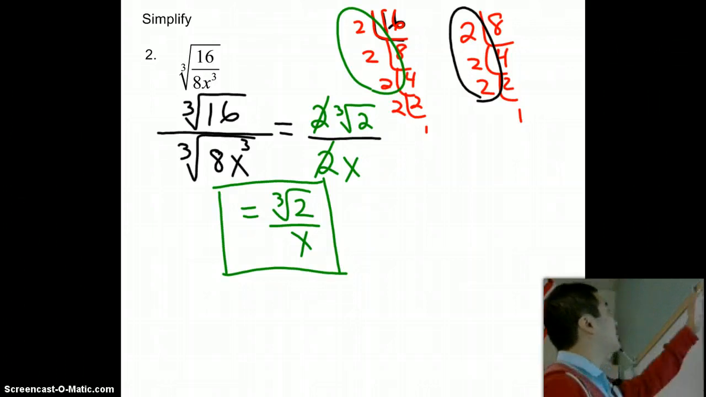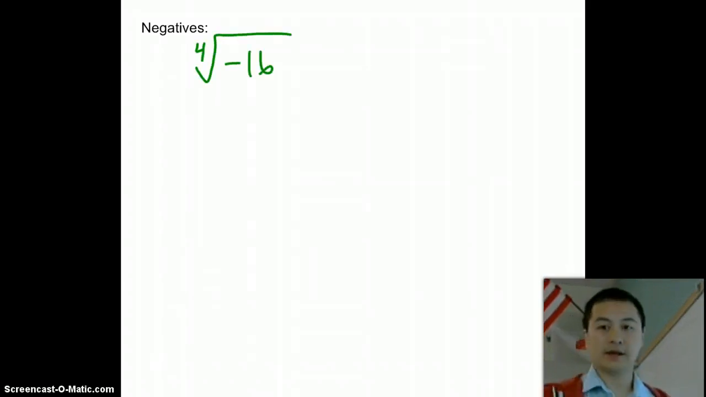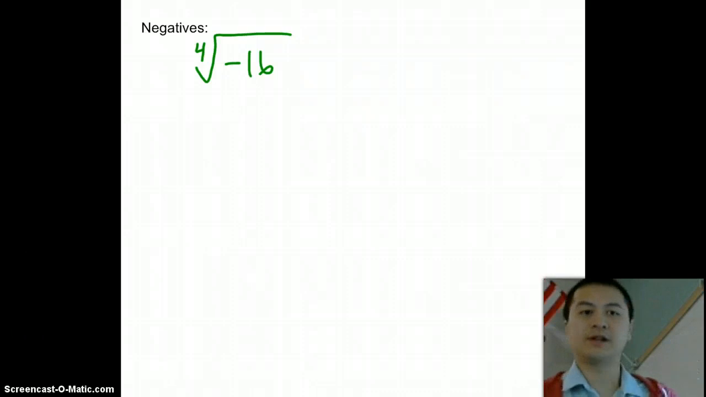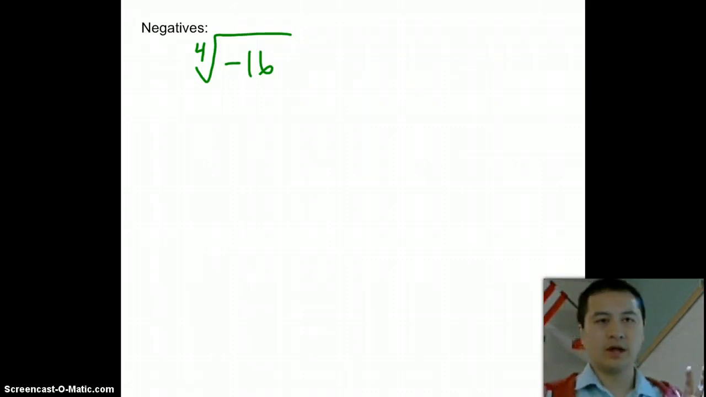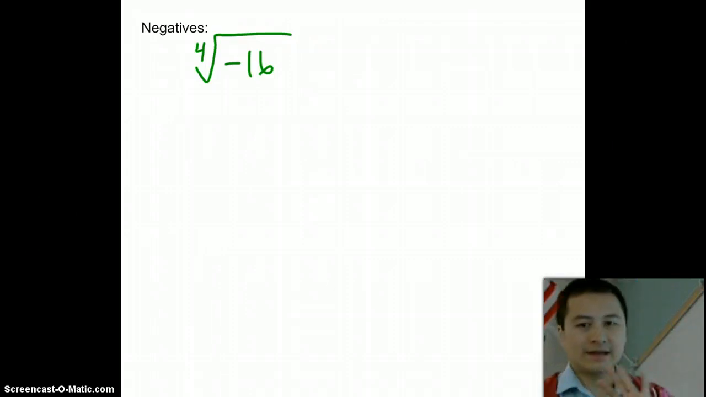Anything else? Last thing, let's talk about negatives before we end today. How does negative work? Can you have the 4th root of a negative number? No, you can't. For square roots you'd have imaginary numbers, and we want to deal with just reals in this chapter. So we're only going to deal with reals, no imaginary this chapter. So for this, it's no good.